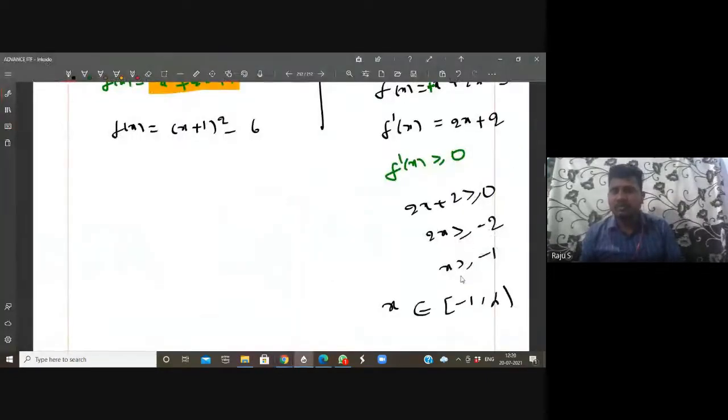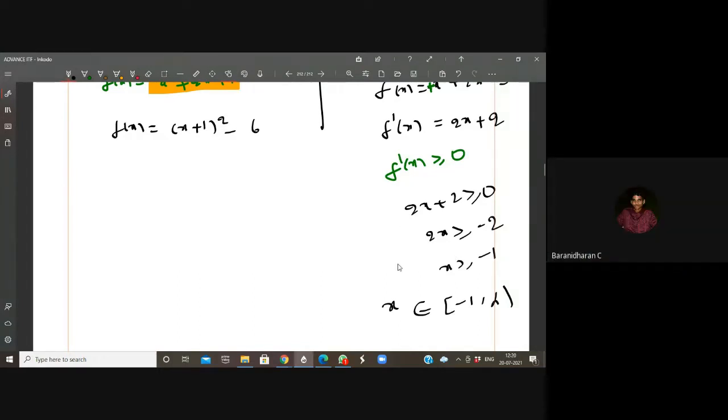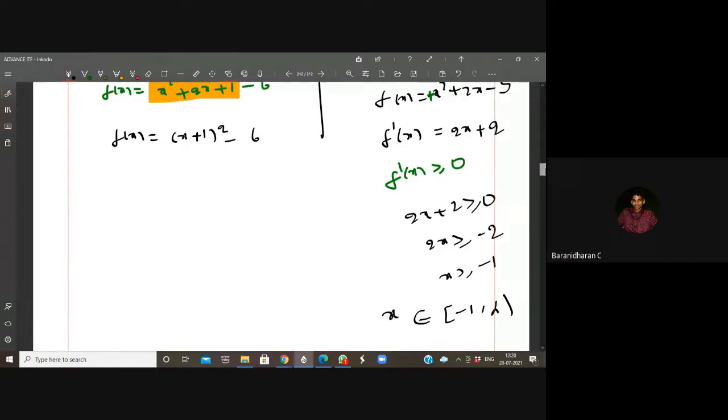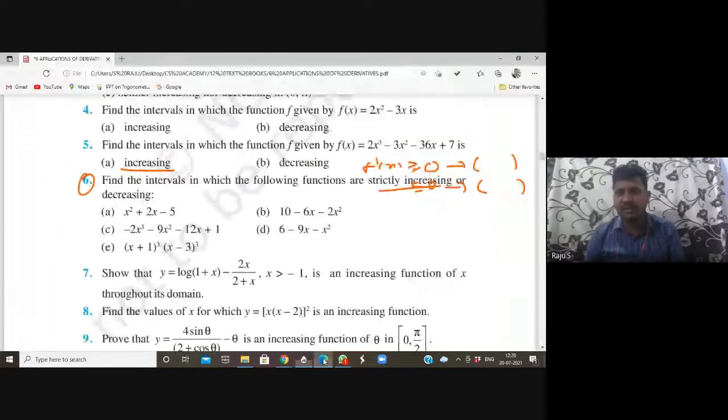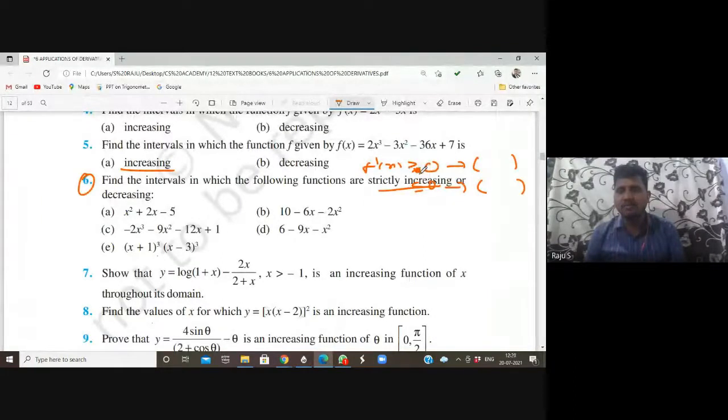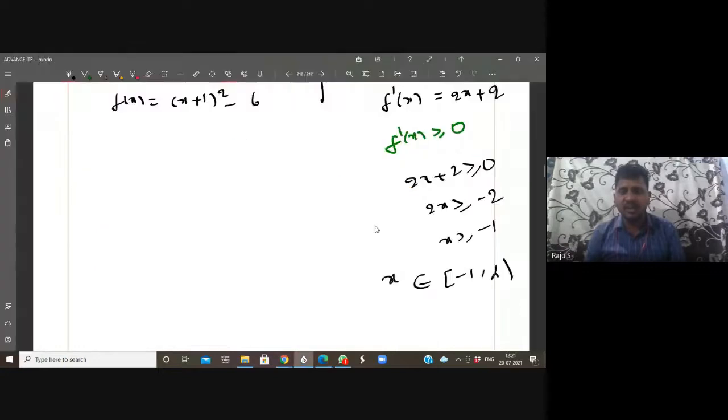Students, from this we got x greater than or equal to -1, meaning -1 to infinity. In this interval the function is increasing. Sir, they are asking about strictly increasing, no? Then you should not take greater than or equal to, just take greater than. Very good. Is it clear? In the question they're asking strictly increasing, so you should take it like this. Here we should take an open interval.